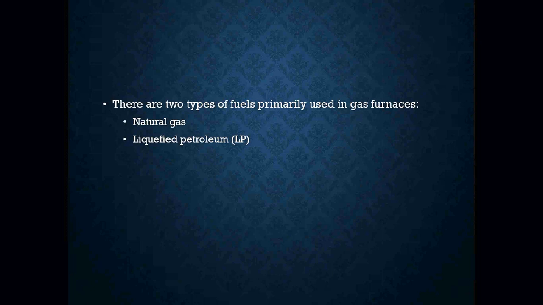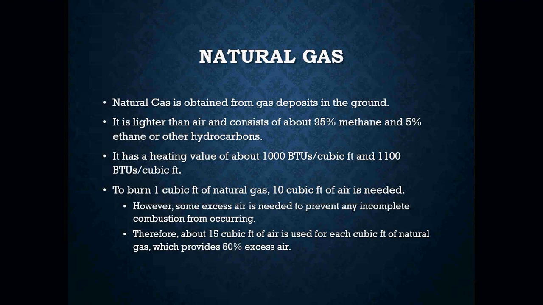There are two types of fuel primarily used in your natural gas furnaces, obviously natural gas and propane, liquefied petroleum. Natural gas is obtained from gas deposits in the ground. It is lighter than air and consists of about 95% methane and 5% ethane and other hydrocarbons. It has a heating value of about 1,000 to 1,100 BTUs per cubic foot.